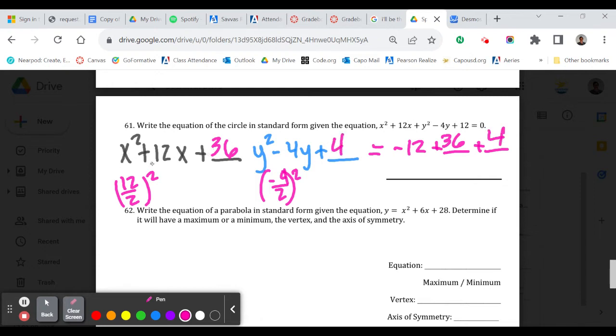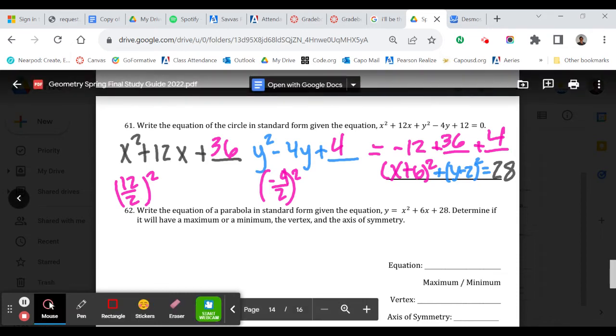6 times 6 makes 36 and adds to 12, so I'm going to get x plus 6 squared. And then we're going to get y minus 2 squared equals, and then I just add that up. So that's basically 40 minus 12, 28. I think that looks good.